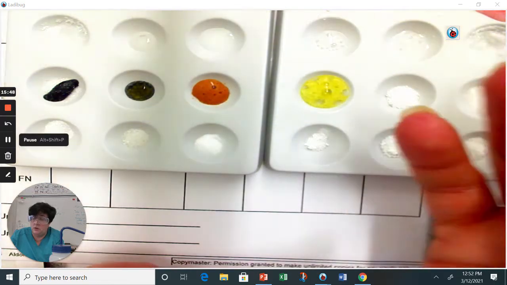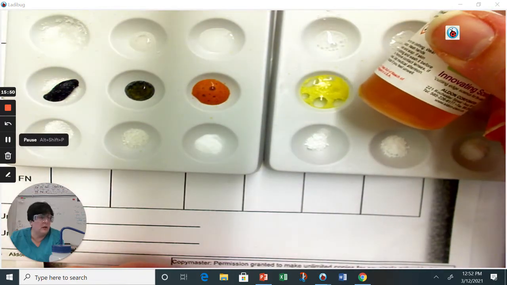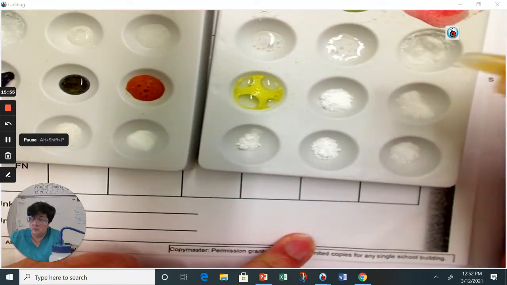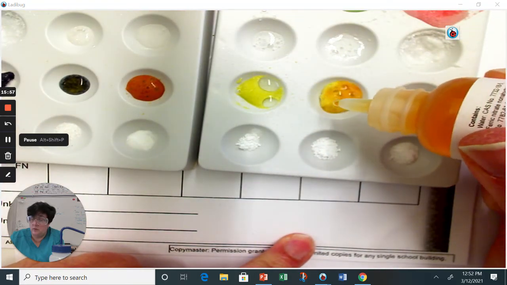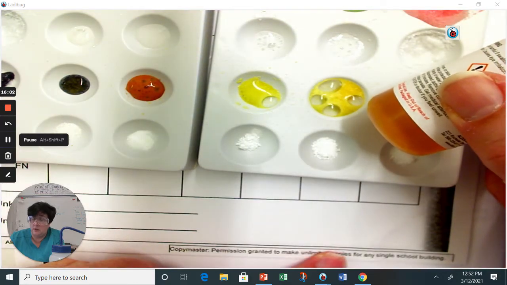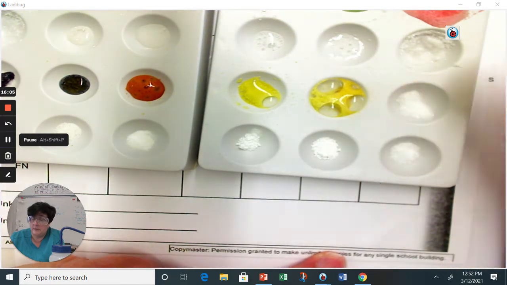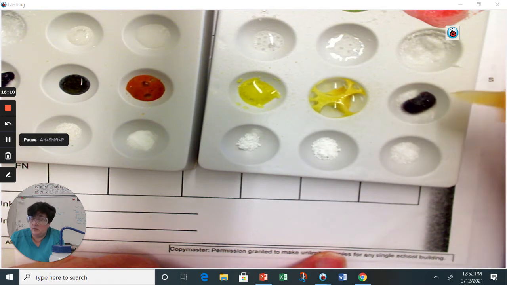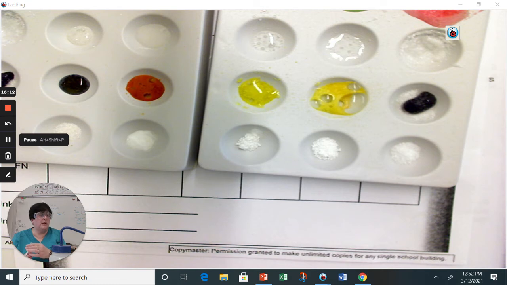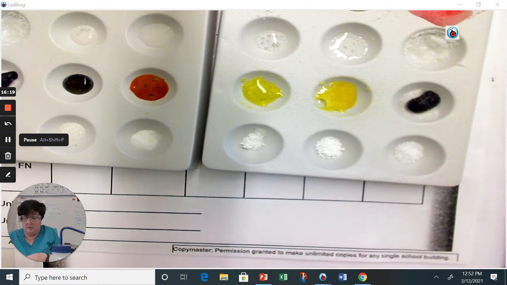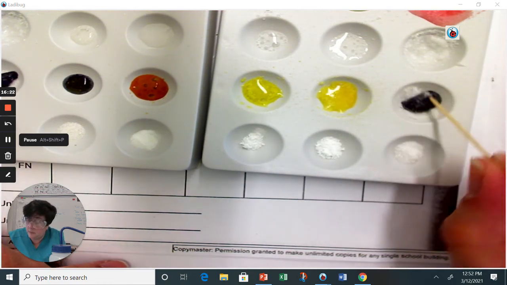Oh, color change. Notice the difference between the solution and the well. Ooh, color change. Notice the difference between the solution and the well. Ooh, that just turns that dark blobby color. That is actually, I will tell you, a dark, deep purple. I'm going to stir it a little.